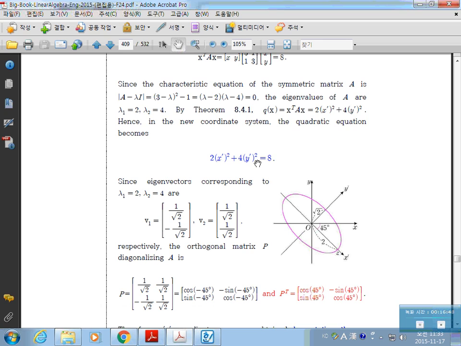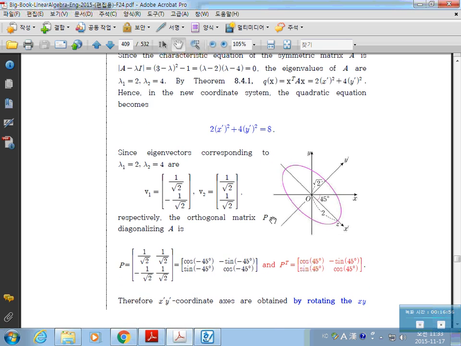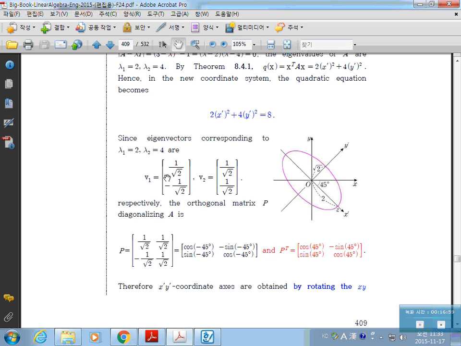So then what will be the shape of this one in the ordinary XY coordinates? In that case, we need the matrix P. We have to find P. Find the corresponding eigenvectors V1 and V2, normalize them, and form an orthogonal matrix P whose column vectors are these. Then P looks like this, and P transpose should be this one. Anyway, we have a P matrix here.